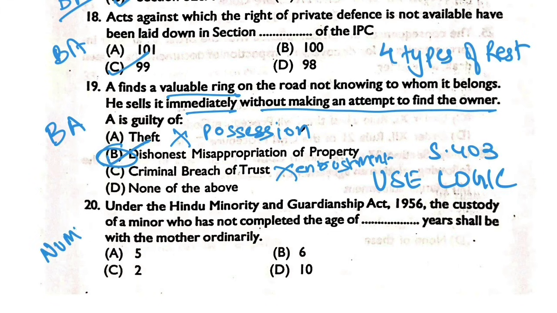Now question 20 says, under the Hindu Minority and Guardianship Act, the custody of a minor who has not completed the age of dash years shall be with the mother. So the answer to this is 5. It is given in section 6 clause A of the Hindu Minority and Guardianship Act. It's a number-based Bare Act question. You know the Bare Act, you know this.